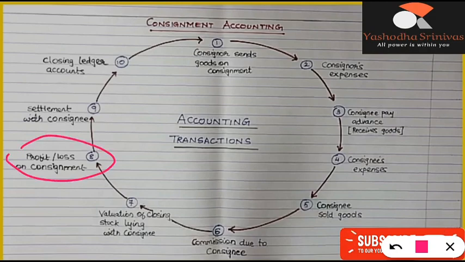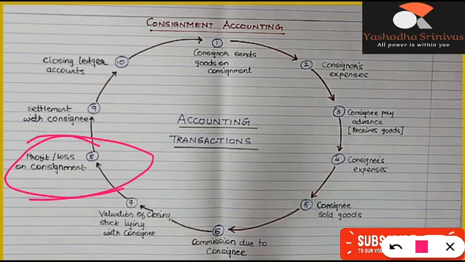Next, profit and loss. Profit or loss on consignment is nothing but whenever there are more credits, that is, incoming cash, than expenses. Whenever your revenue exceeds your expenditure, then it will be a profit. Whenever your expenditure exceeds revenue, then it will be a loss. So that we have to calculate. At the end of the day, ascertaining the profit and loss, that financial position, is very important, right? So that is the main intention.